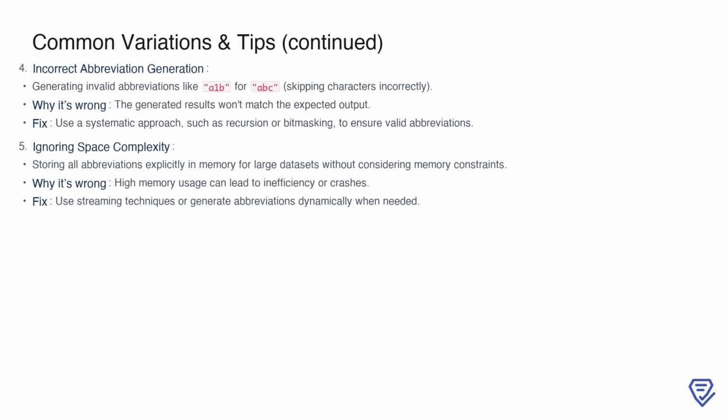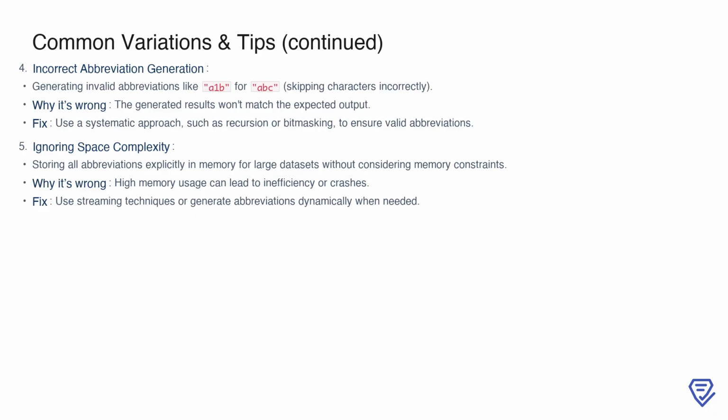Another frequent mistake involves generating invalid abbreviations. For example, producing something like "a1B" for the word "ABC" means you've skipped characters incorrectly, resulting in an output that doesn't match the expected format. To ensure correctness, it's important to use a systematic approach. Recursion and bitmasking are great tools for generating valid abbreviations while maintaining structure.